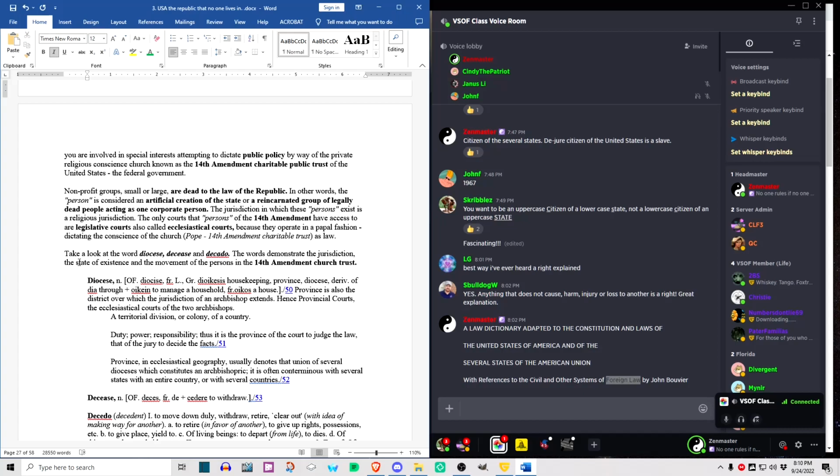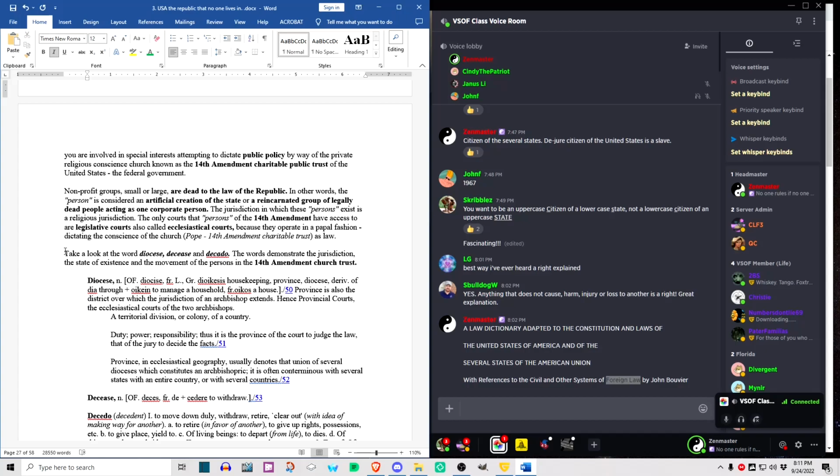So take a look at the words diocese, disease, decado. These words demonstrate the jurisdiction, the state of existence, and the movement of persons in the 14th Amendment Church Trust. Diocese: housekeeping. Province, diocese, derivative of dia through odicon, to manage a household. Province is also the district over which the jurisdiction of an archbishop extends. Hence, provisional courts, the ecclesiastical courts of the two archbishops. A territorial division or colony of a country.